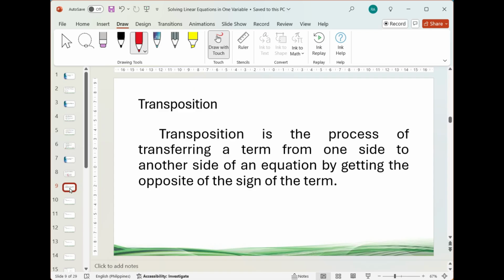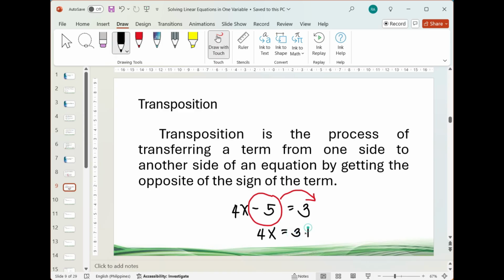Ibig sabihin, maglilipat ka ng term from one side of a linear equation to another side of a linear equation. So that is meant by transposition. So halimbawa, if you have 4x minus 5 is equal to 3, and we want to transpose negative 5 to the right side of our equation, mababago po ang sign niyan. So that will become 4x is equal to 3 plus 5.